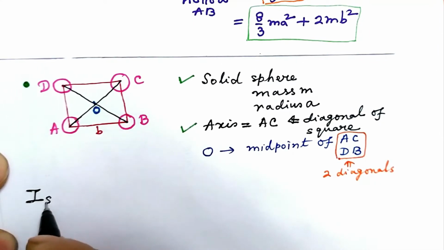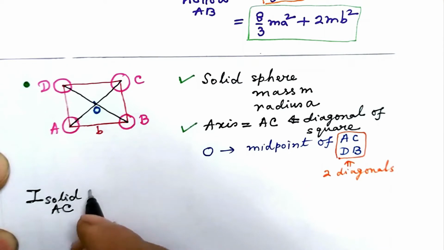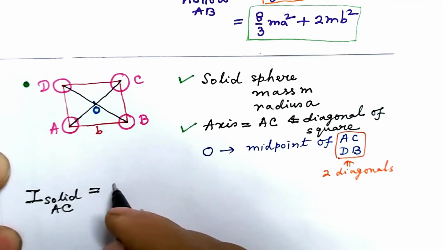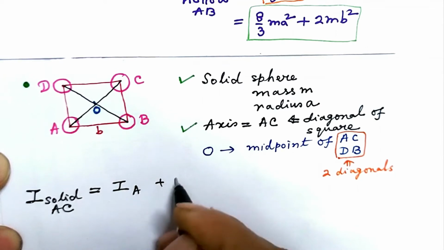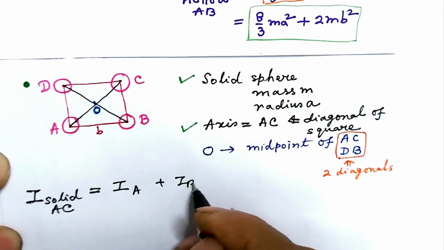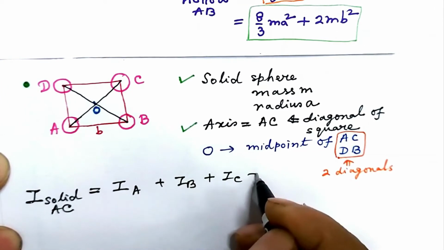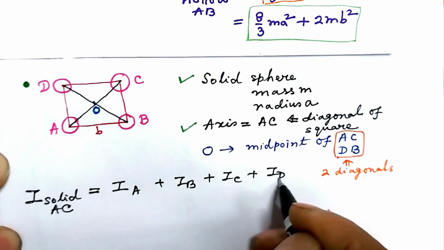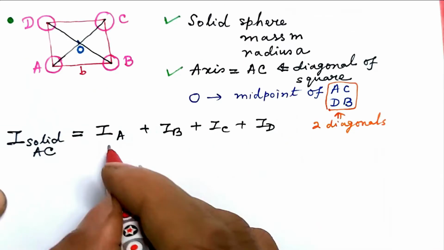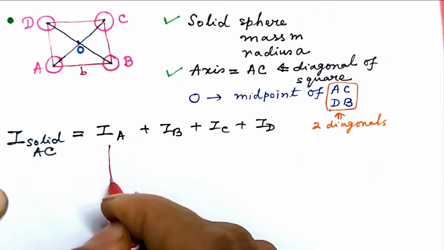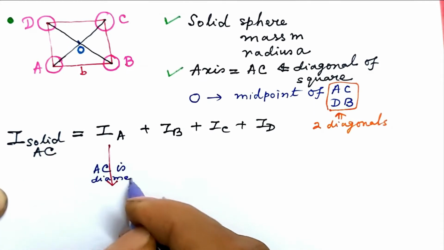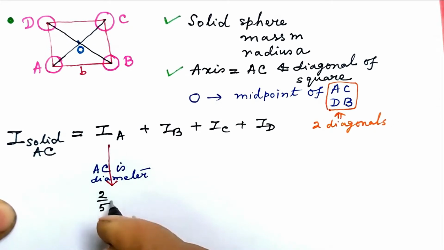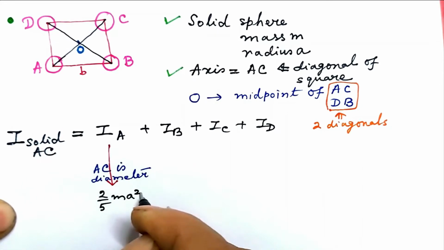Now, the moment of inertia of the set of solid spheres is the moment of inertia of sphere A, denoted by IA, plus IB, the moment of inertia of sphere B, plus IC plus ID. The axis is the diagonal AC of the square. What is IA? Since AC is the diameter of sphere A, the answer is 2 by 5 MA square.